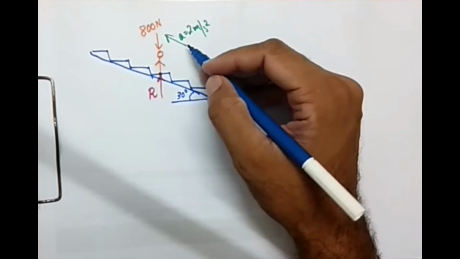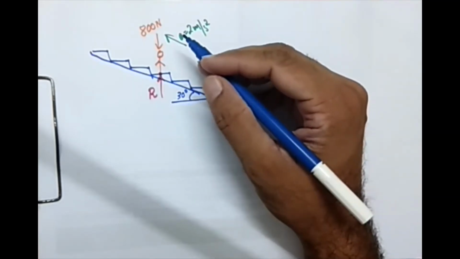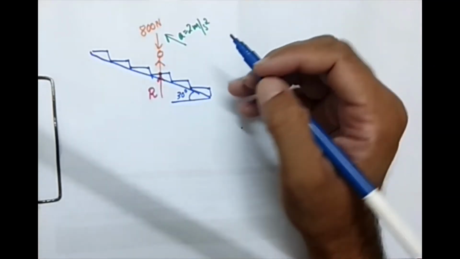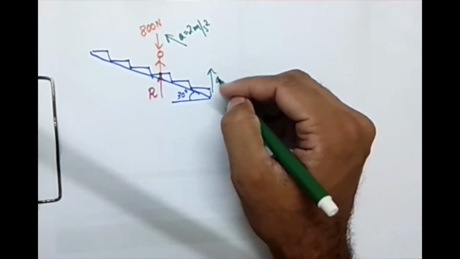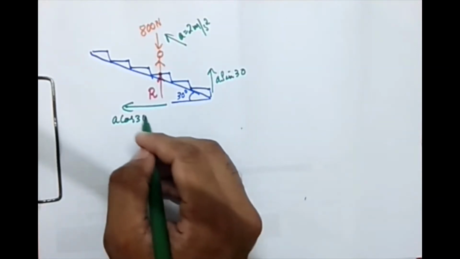So here, in the earlier cases of elevators, the acceleration was in the direction of the lift. So it was in the vertical direction. The weight, the reaction, the acceleration was all in the same direction, either upward or downward. But here it is in an inclined direction. So we should know that when the acceleration is 2 meters per second square in this orientation, it's going to have two components, one upward component and one horizontal component. So I can convert this acceleration into components like this. This will be a sine 30 and this will be a cos 30. Those are the two components of the acceleration.